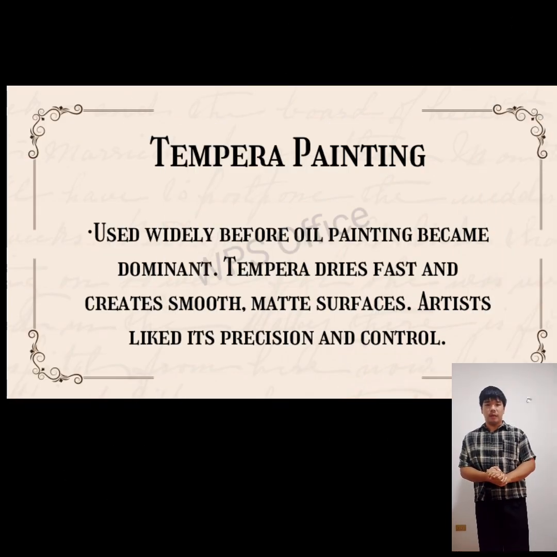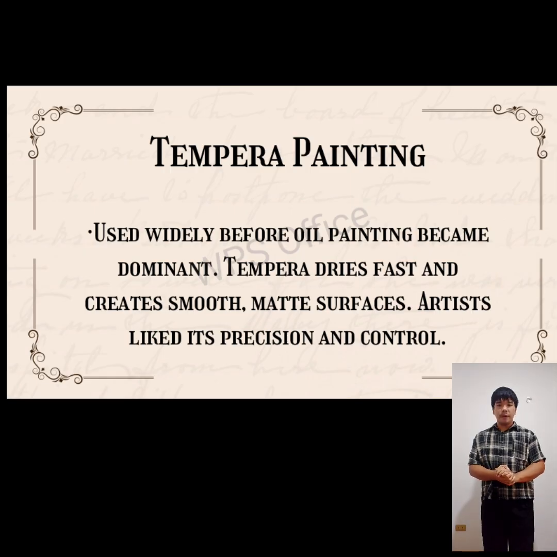Tempera painting. Used widely before oil painting became dominant. Tempera dries fast and creates a smooth, matte surface. Artists liked its precision and control.